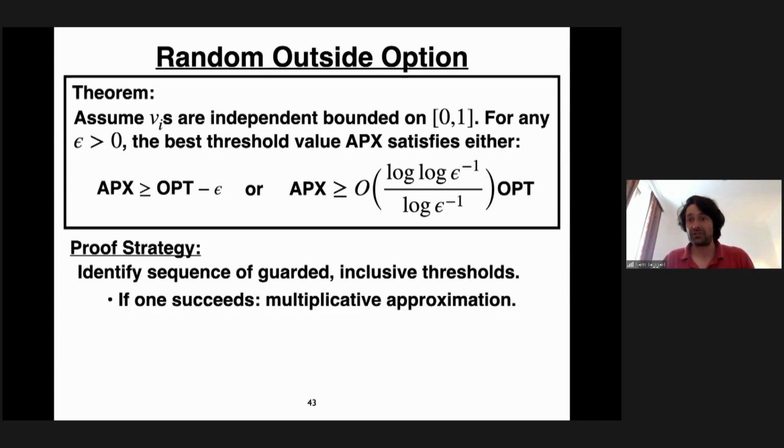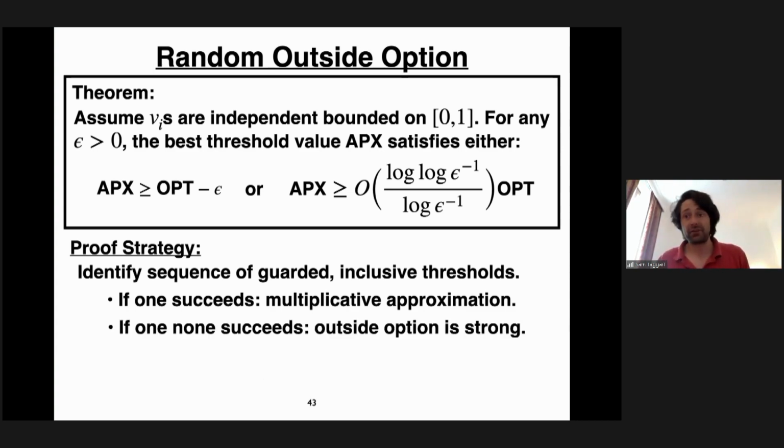So if one of these thresholds happens to give us a good approximation, then we're done. But if none of these thresholds give us good utility, then something fishy has to be going on. In particular, if none of our thresholds are a good approximation to opt, then it must be that this outside option really is causing us a lot of problems. And the rough idea you should have is that this is also going to cause opt a lot of problems. And so opt is going to end up being very small if all of our different thresholds fail.